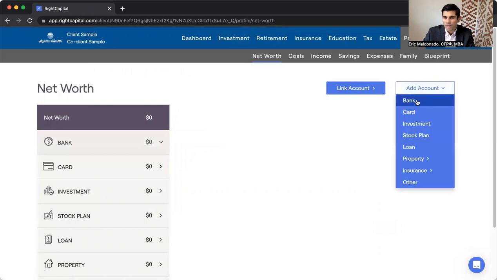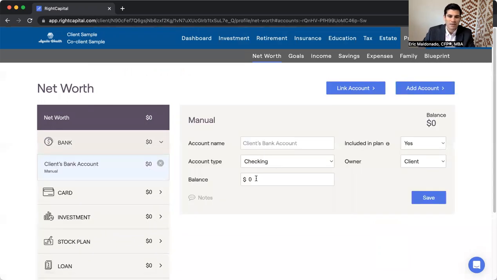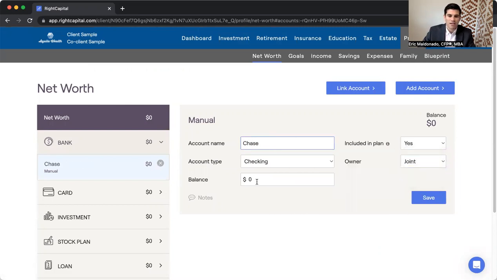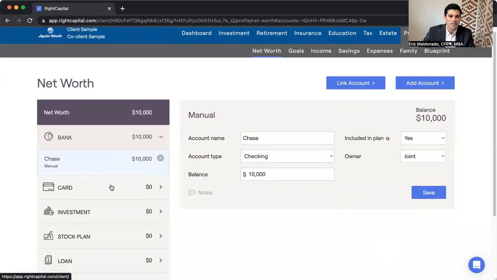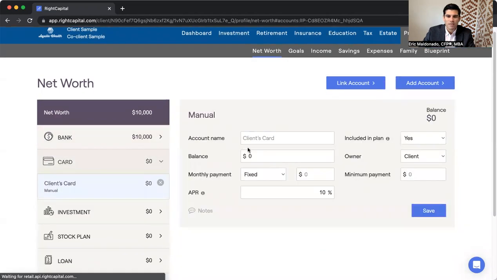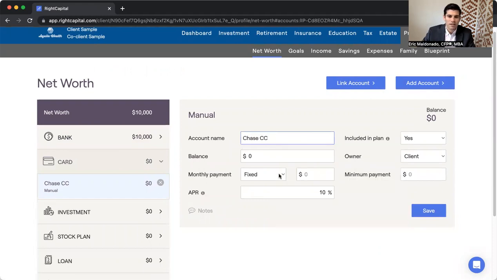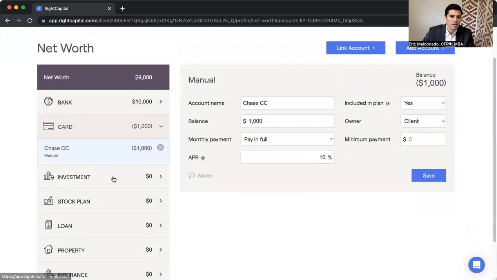But for now, I'll just enter in stuff manually. And let's say someone has a checking account. It's a joint account. This is just like a sample client. We'll just say it's at Chase Bank. We'll say there's $10,000, and you'll start just going down the list. Credit cards, if there's any. Let's say you have another Chase credit card, and there's a $1,000 balance on there, but you plan to just pay it off in full every month, and so that represents a little bit of credit card.